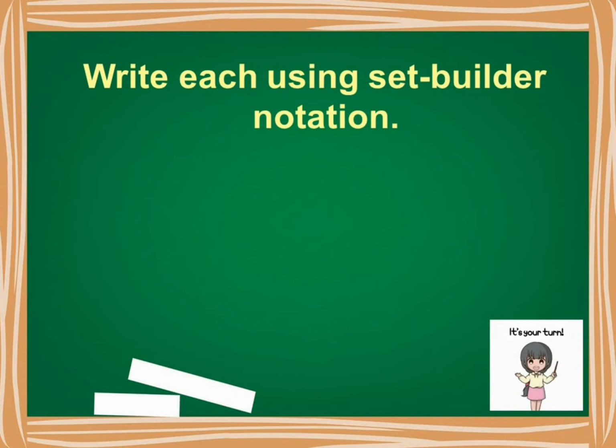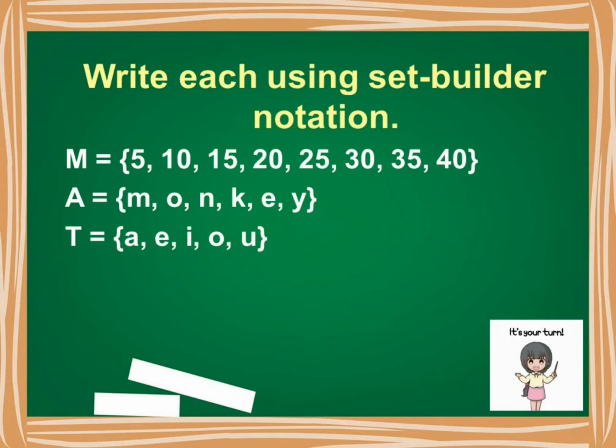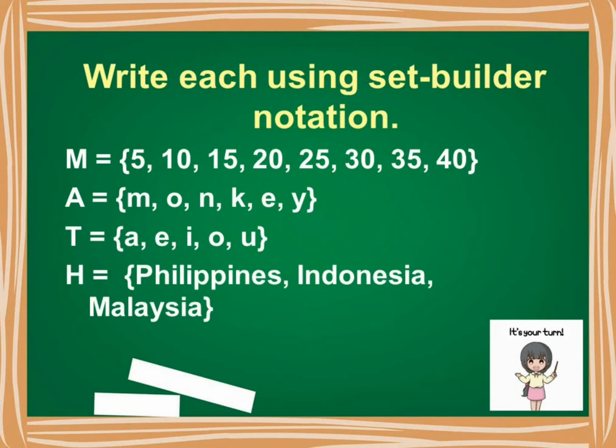Second one, try each using set builder notation. Set M with elements 5, 10, 15, 20, 25, 30, 35, and 40. Set A with elements letters M, O, N, K, E, and Y. Set T with elements A, E, I, O, and U. And set H with elements Philippines, Indonesia, and Malaysia. Again, if you want to try, just show your answers in the comment box.